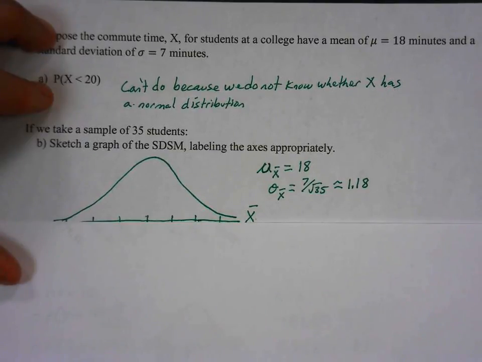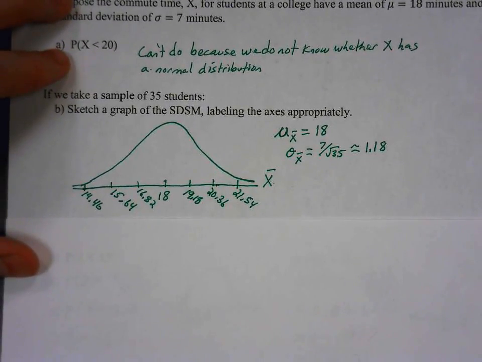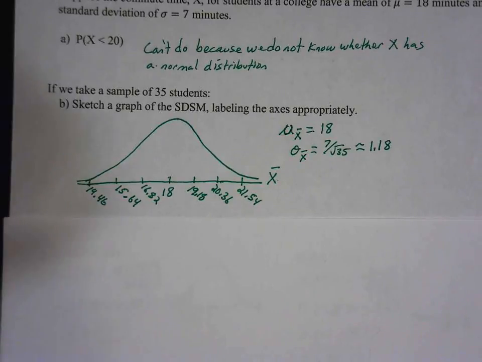Again, pause the video, for the sake of time I'm going to move on, but you can do that arithmetic. Put 18 in the middle, then add and subtract 1.18, and you end up with a distribution that looks like this. It's a normal distribution, and the values are listed there.